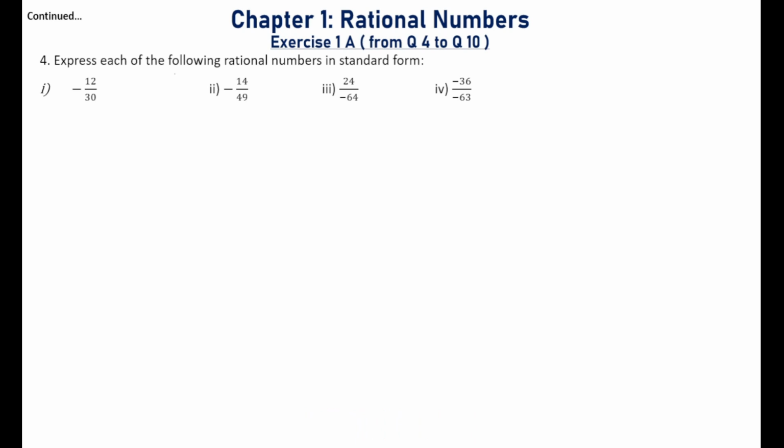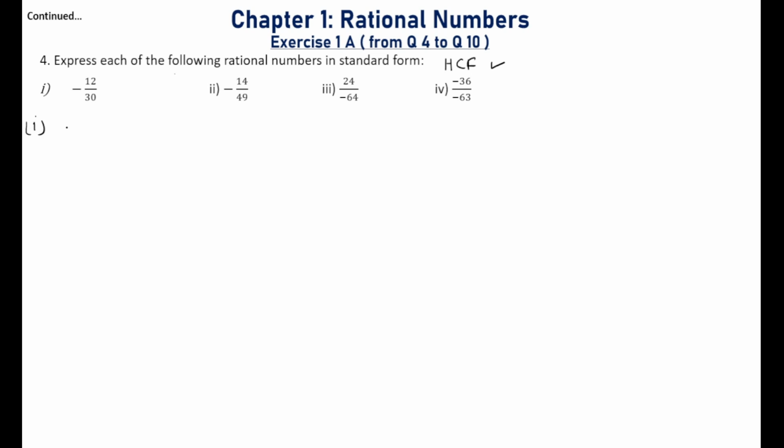It says express each of the following rational numbers in standard form. For all these questions, what we are going to do is find the HCF and then divide all of these numbers by their HCF. Now let us see how it is done.